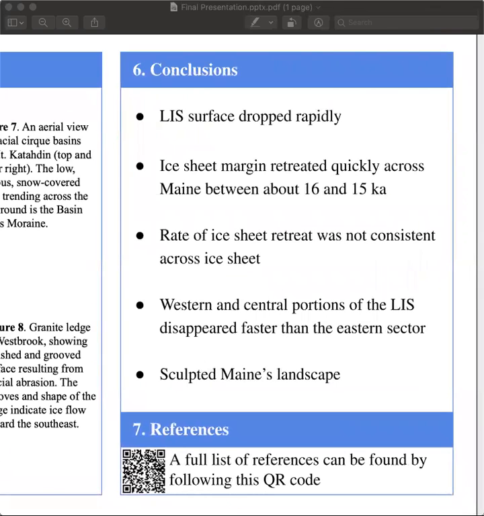In conclusion, the Laurentide ice sheet surface dropped rapidly. The ice sheet margin retreated quickly across Maine between about 16,000 and 15,000 years ago. The rate of ice sheet retreat was not consistent across the ice sheet. Western and central portions of the Laurentide ice sheet disappeared faster than the eastern sector. As the ice sheet receded, it sculpted the current-day landscape of Maine.